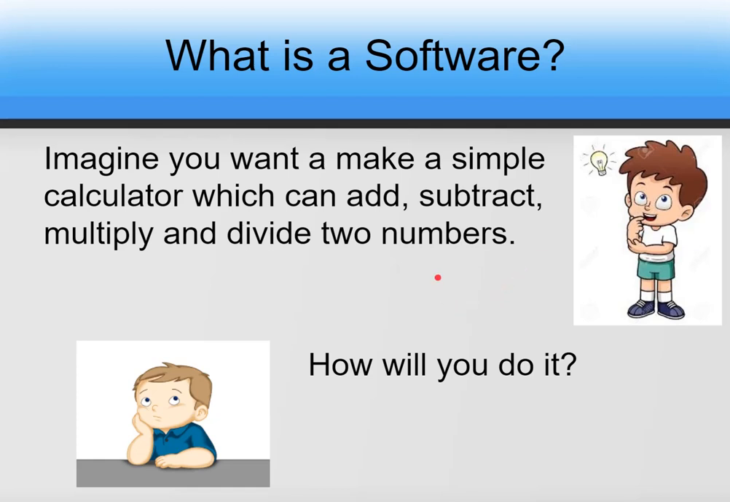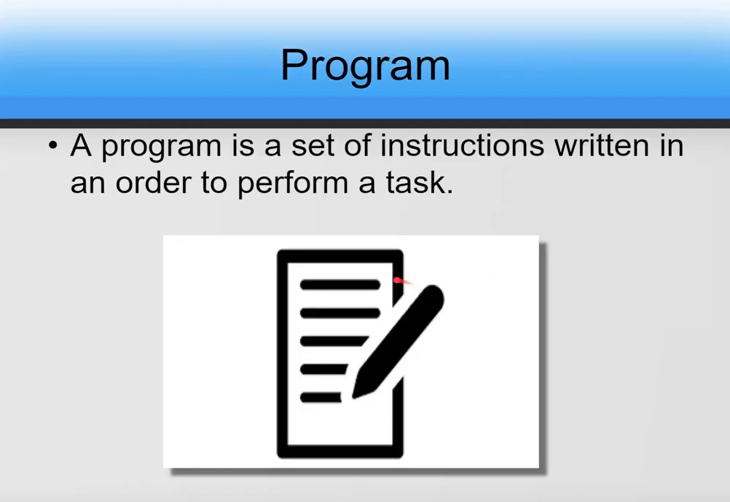So each step, the one by one steps that we are doing, is called an instruction. And when these instructions combine together, they form a small program. Okay, so what is a program? A program is a set of instructions written in an order to perform a task.